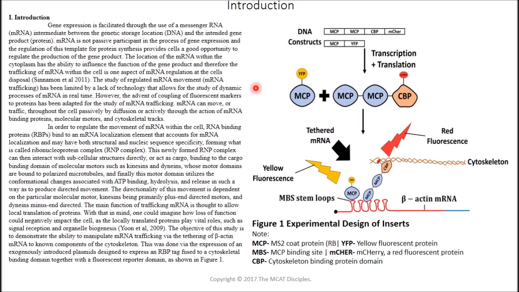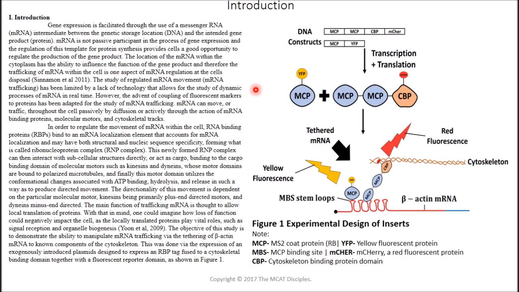In order to regulate the movement of mRNA within the cell, RNA binding proteins bind to an mRNA localization element that accounts for mRNA localization and may have both structural and nucleic sequence specificity, forming what is then called a ribonucleoprotein complex, or an RNP complex. This newly formed RNP complex can then interact with subcellular structures directly or act as cargo, binding to the cargo binding domain of molecular motors such as kinesins and dyneins, whose motor domains are bound to polarized microtubules.